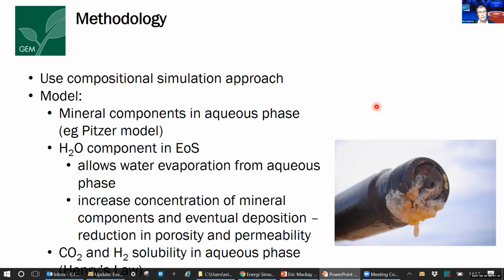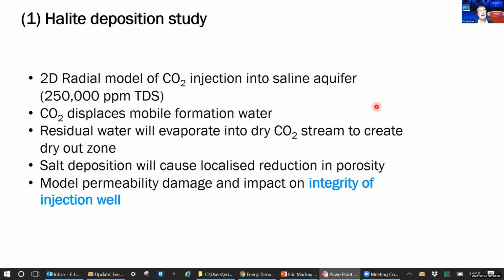And then it's also important, as I said, to model particularly the solubility of CO2, but also the solubility of hydrogen in the aqueous phase, and we would typically use a Henry's law correlation to do that. So in the first of these two little vignettes I want to share with you, we have built a 2D radial model to study CO2 injection into a moderately high salinity aquifer, with a salinity of 250,000 ppm.